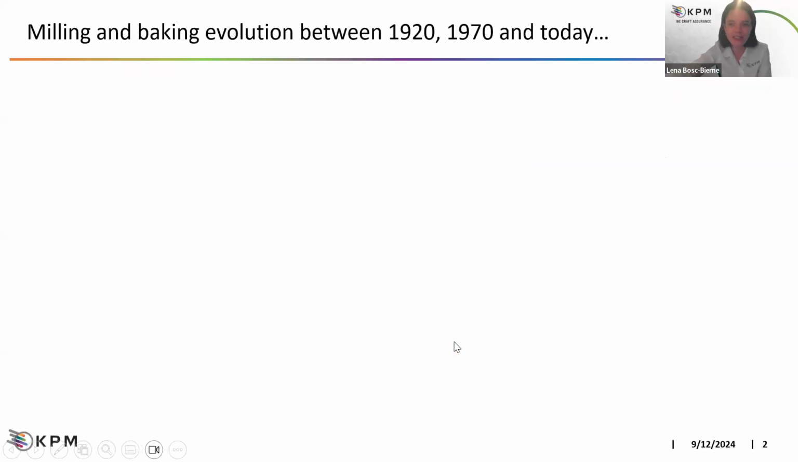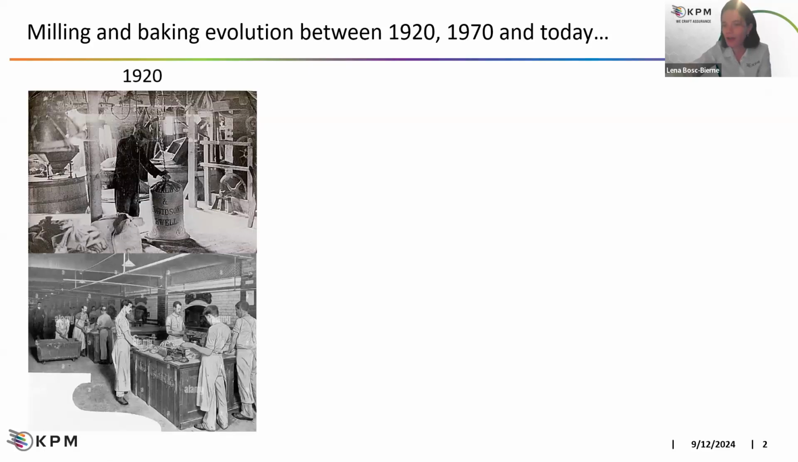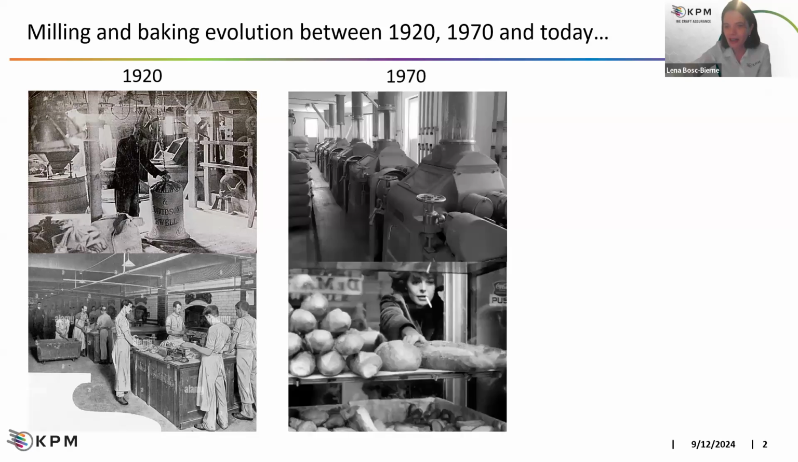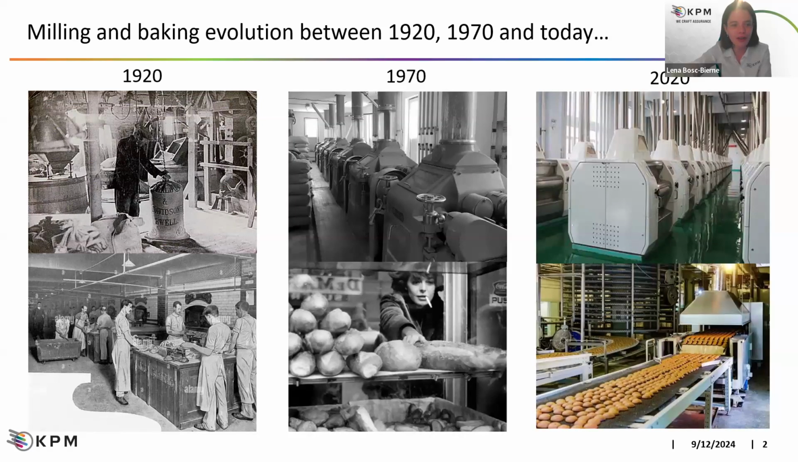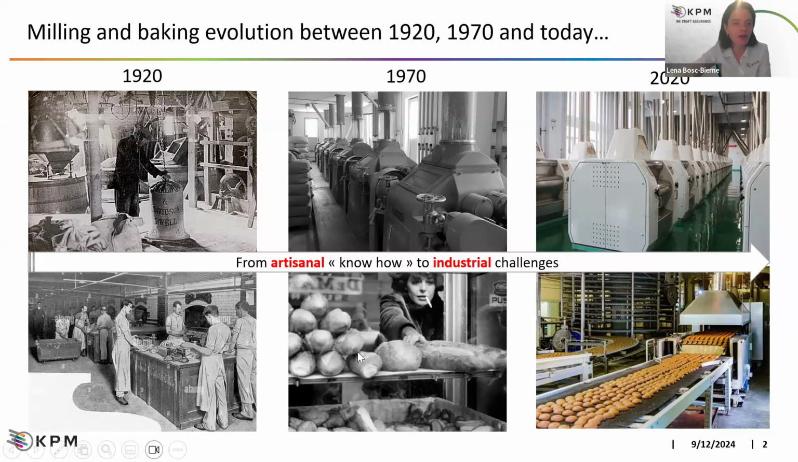So let's maybe start with the beginning and with a little bit of history of the milling and baking evolution from 100 years ago. That's really fascinating because in 100 years, our industries have changed tremendously. We have gone from a very artisanal know-how, with craft bakers and craft millers doing their job manually, to highly automatized lines of production with very high throughput.